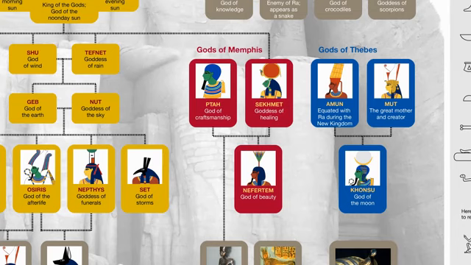His consort was Sekhmet, the goddess of healing, and together they were the parents of Nefertim, the god of beauty, although sometimes his mother is said to be Sekhmet's sister, Bastet. She's the goddess with the head of a cat.